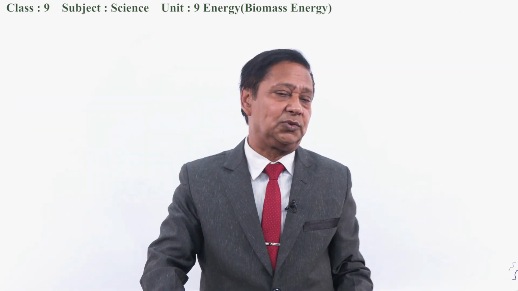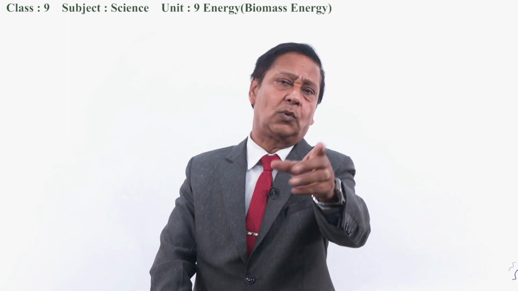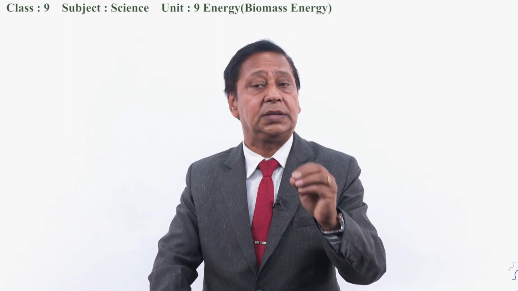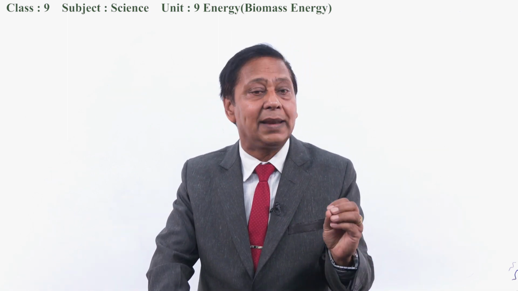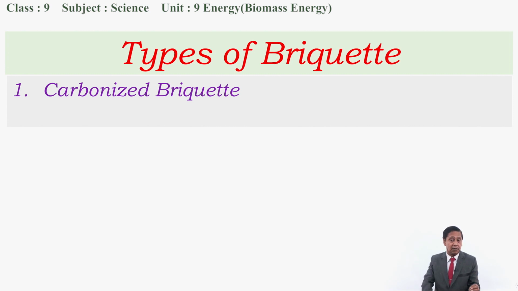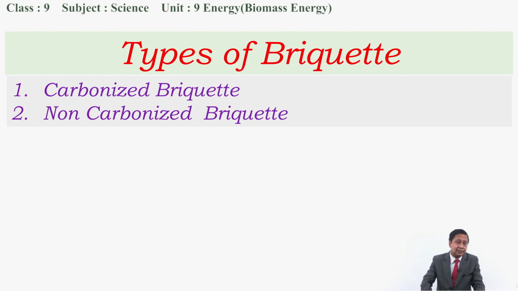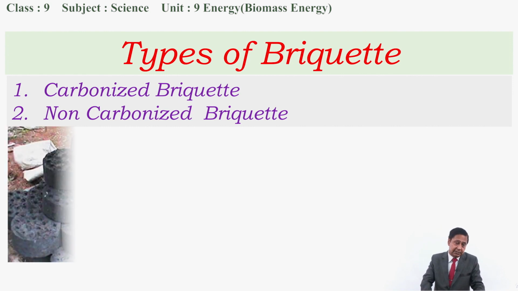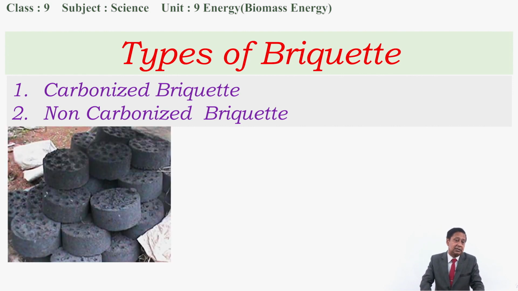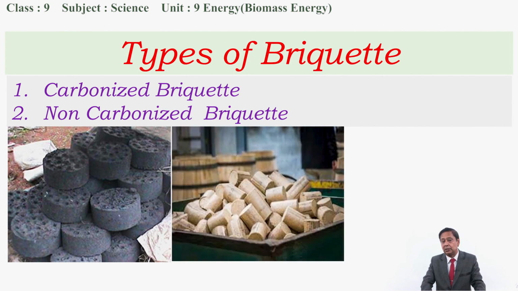Okay, now I want to talk about the types of briquette. There are basically two types of briquette. One is carbonized briquette, another is non-carbonized briquette. Now what is carbonized briquette? How does it appear? Look at this, this is carbonized briquette. It is black in color, and this is non-carbonized briquette, and its color depends on the raw material. I mean to say, whichever raw material is used in making the non-carbonized briquette, it takes the same color.